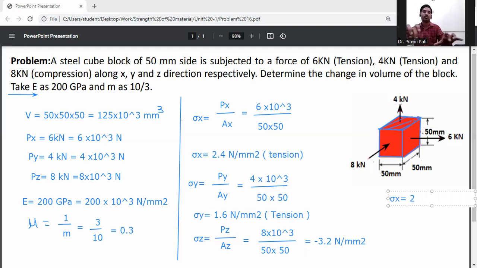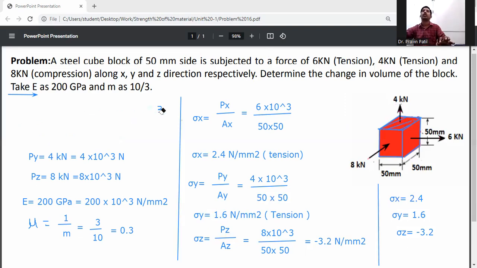Sigma x is equal to 2.4 and sigma y is equal to 1.6. And sigma z is equal to 3.2. Since this one is compression, it will be minus 3.2. Okay, it will be compression.